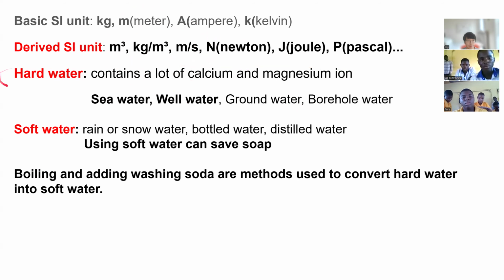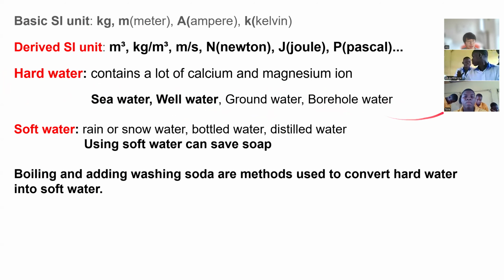The last thing I want to review was hard water and soft water. So be familiar with that. Hard water contains a lot of calcium and magnesium ions. Examples are seawater, well water, groundwater, and even borehole water.